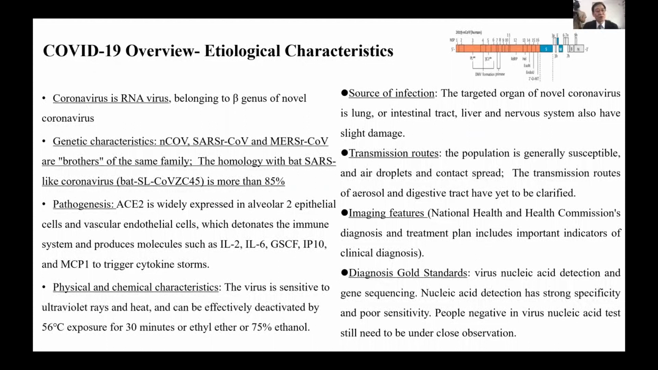Genetic characteristics: the novel coronavirus, SARS-CoV, and MERS-CoV are from the same family. The homology with bat SARS-like coronavirus is more than 85%.